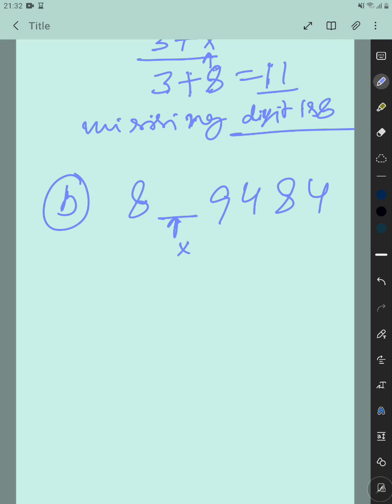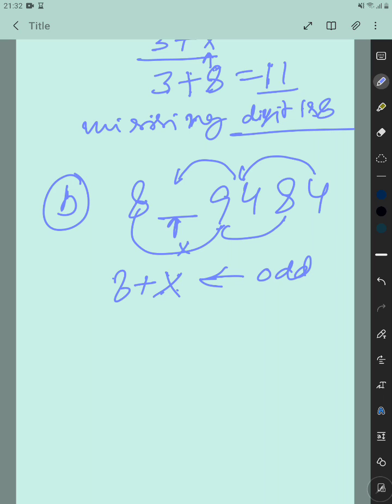Then find the difference. For our odd places, 4 is there, then 4 is there, and then the blank space is there. So 4 plus 4 is 8, and then plus x. This is for odd places. Now we have even places. Even places are 8 plus 9 plus 8. So 8 plus 8 is 16, and 16 plus 9 is equal to 25. So this is at even place.